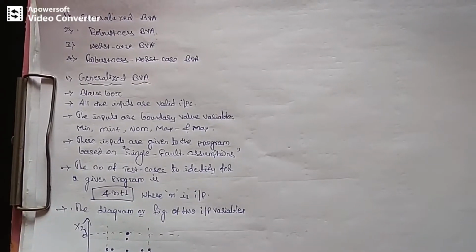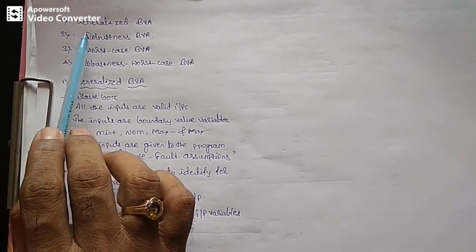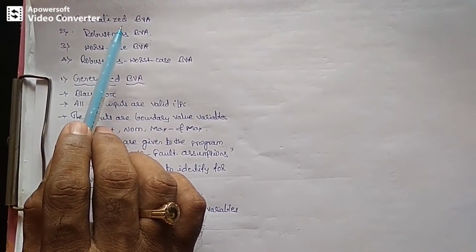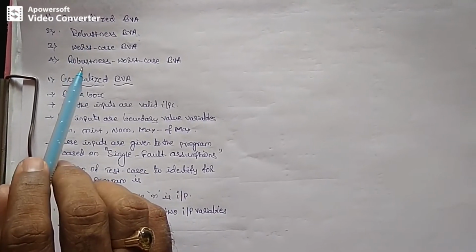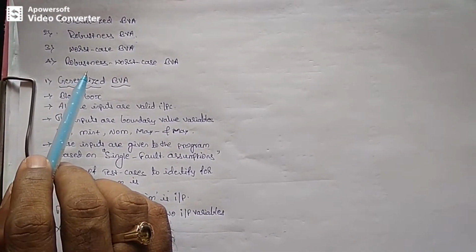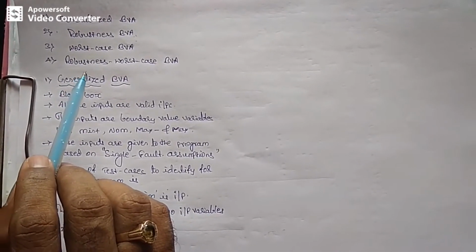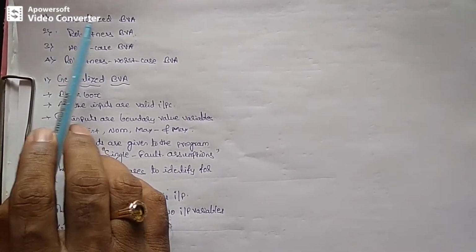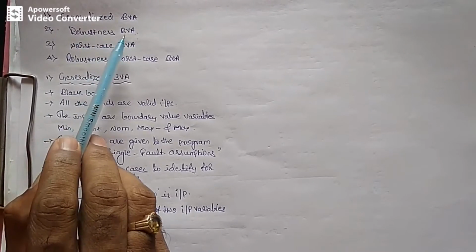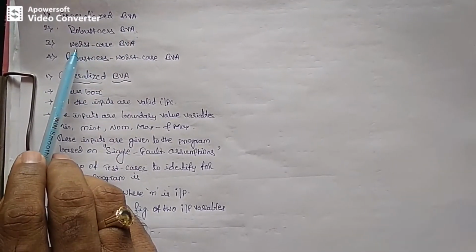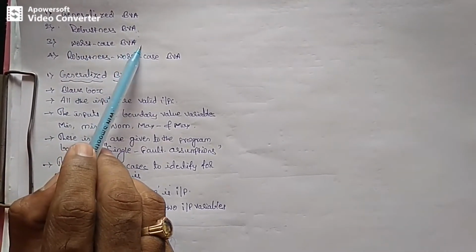Friends, today in this video we are going to learn the categories of the boundary value analysis method. Basically there are four classifications of boundary value analysis methods to test a given program. First one is the generalized boundary value analysis method. Second one is the robustness boundary value analysis method. Third one is the worst case boundary value analysis method.